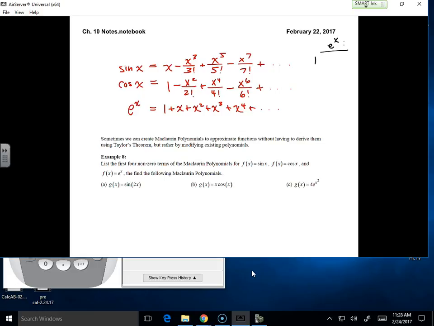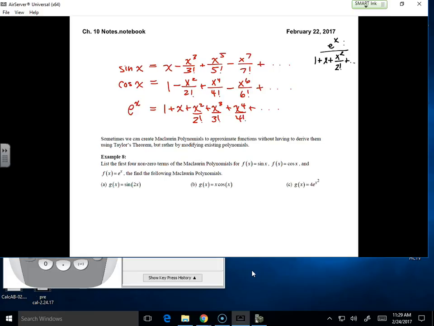So e to the 0 is 1, plus e to the 0 is, that's the derivative, 1 times x, plus e to the 0 is 1 times... we forgot our 2 factorial. That's what's wrong. So go throw in over 2 factorial, over 3 factorial, over 4 factorial. There we go. All better.